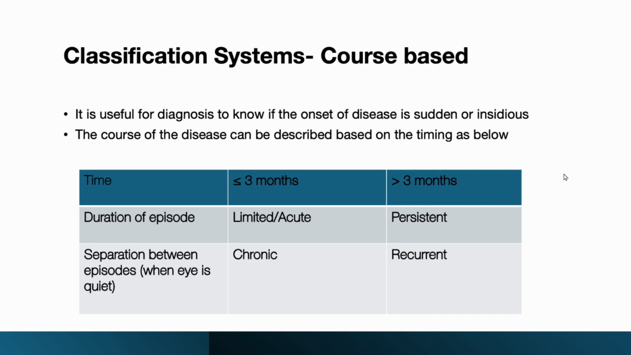Is it acute, sudden onset, short duration, or persistent, continual? And then if it's chronic, long-lasting, or recurrent, i.e. multiple attacks with periods of no inflammation in between. And the table below is a good representation of that.